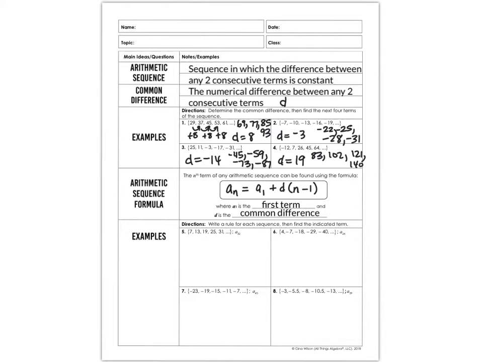So notice, like on these examples, on number 5, we're adding 6 each time. So I see D is 6. So if I want the 32nd term, then a sub 32 would be the first term, which is 7, and I'm adding 6 31 times. It's always one less than the one I'm looking for. And what does that come up to be? Let me check. 6 times 31 plus 7, 193.